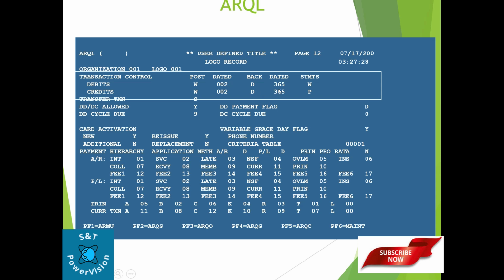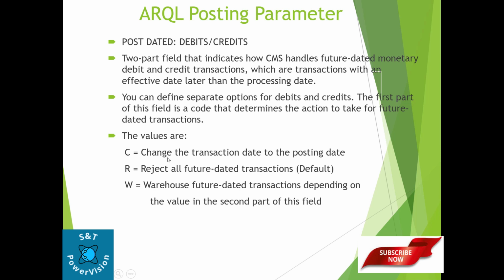The same way for the backdated also. Just take an example, today is 30th June and a transaction is coming almost 1 month back. Whether those transactions should be rejected or posted, or if posted then how it will be. Those parameters are set here. So we'll see its value. If the value is C, it means change the transaction date to the posting date. R means reject all future dated transactions. W, warehouse, means the transaction will be kept in the warehouse file, and once the date comes, it will be posted. So this is all about the transaction postings.